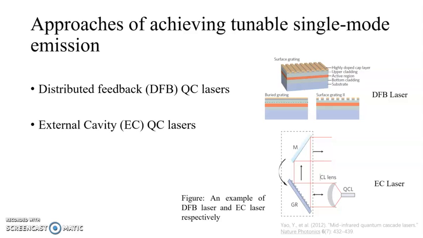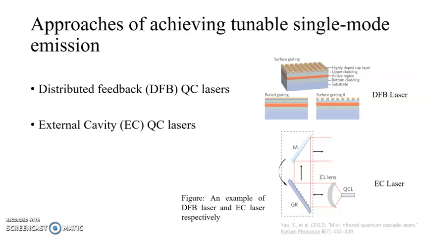One of the most important properties of the laser is its mode selectivity. There are several approaches to achieve tunable single-mode emission. Two typical ones are the distributed feedback quantum cascade lasers and the external cavity quantum cascade lasers. Distributed feedback quantum cascade lasers are fabricated by integrating a Bragg grating into the laser waveguide.